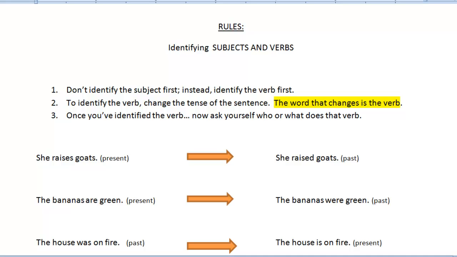Do not start identifying subjects and verbs by finding the subject in a sentence first and then finding the verb. Instead, try this. Identify the verb first, and you can do that by changing the tense of the sentence. And the word that changes is going to be the verb. Then, once you've identified the verb, you can ask yourself who or what does that verb.